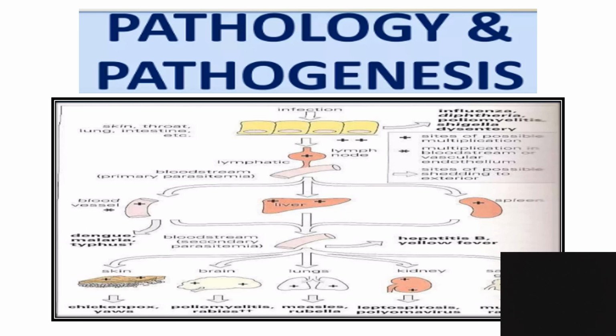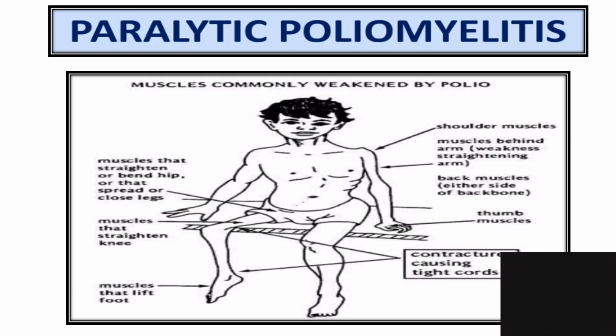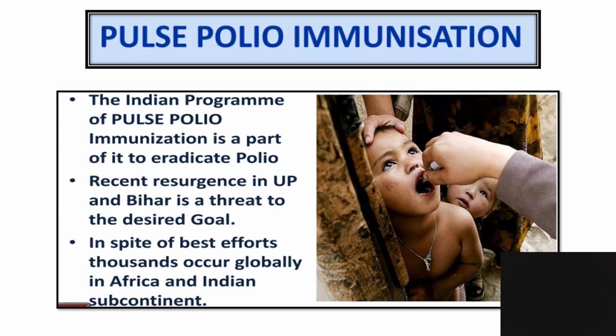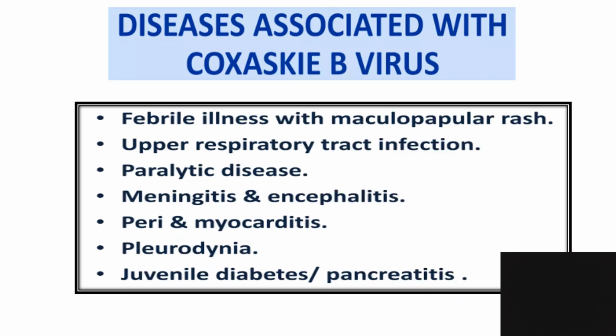Pathology and pathogenesis: I have just told the way it is transmitted throughout the body. Next, the nature of the disease: weakened muscles, shoulder muscles, and the structure of the foot. These are the typical features of poliomyelitis virus infection. Oral polio vaccine is the only way to prevent these various serotypes of polioviruses. Pulse polio immunization is the only way we can eradicate polio, and it has been accepted throughout the world. Nowadays poliovirus infection is much reduced because of this measure.